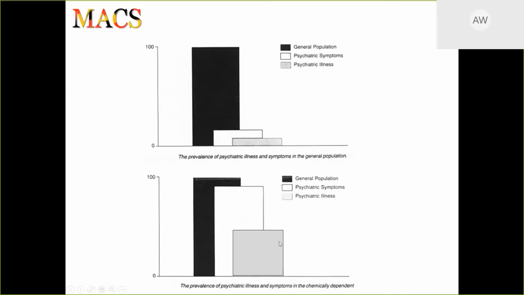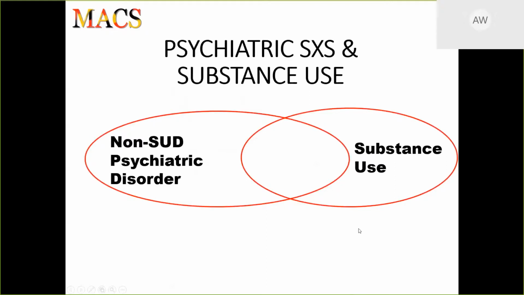A lot of those people will have a full psychiatric illness, but a number of those people will not. They'll have the symptoms when they're intoxicated or in withdrawal, but otherwise don't have the psychiatric illness. But still, it's much more than the general public. So just to think about that, this is what that's talking about. There's obviously a lot of overlap because of those symptoms, but again, there are a lot of people that use substances that don't have a psychiatric disorder and vice versa.